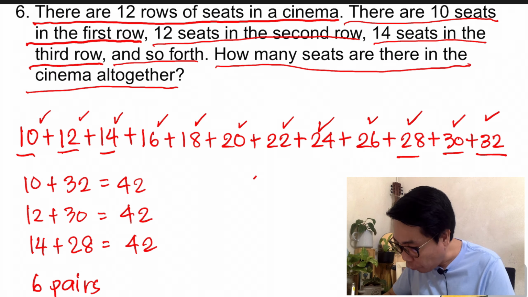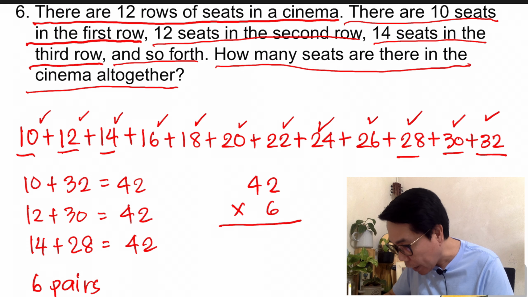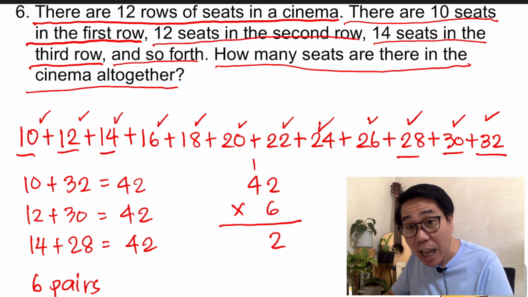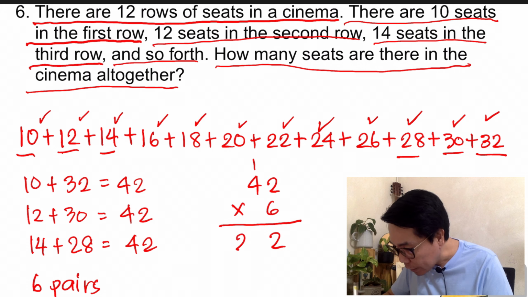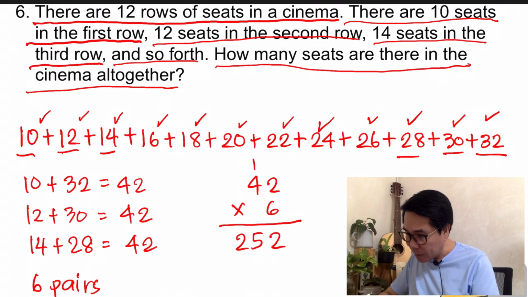So therefore, 42 times 6. We have 6 times 2 is 12, regroup 1. 6 times 4 is 24, plus 1 is 25. Okay, I hope I have multiplied it correctly. So 6 times 2 is 12, regroup 1. 6 times 4 is 24, plus 1 is 25.